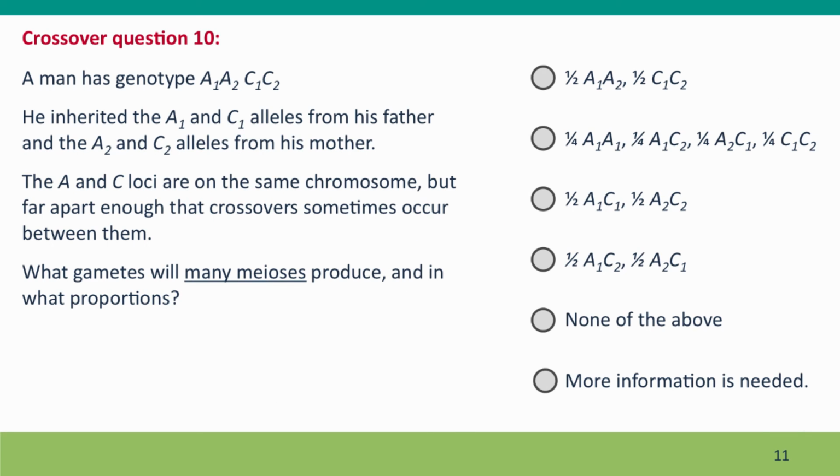Now, one more problem. Again, we have a man who's heterozygous for two genes on the same chromosome. And you're told which alleles he inherited from his father and which from his mother. And you're told that the genes are far enough apart that sometimes crossovers occur. Which of these choices describes the combination of gametes that are going to be produced by many meioses?